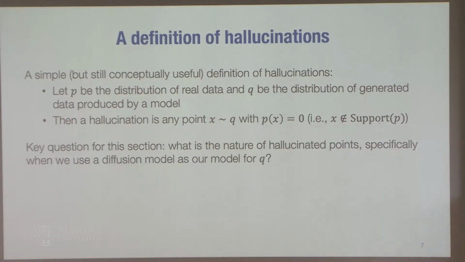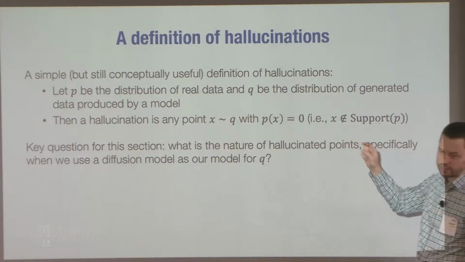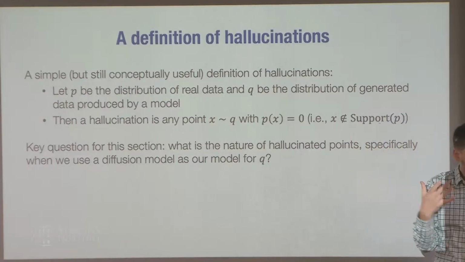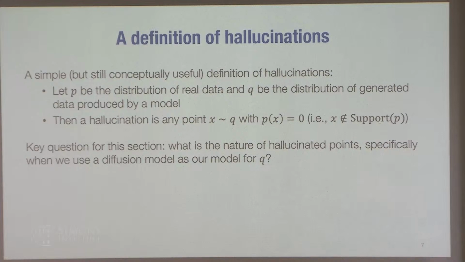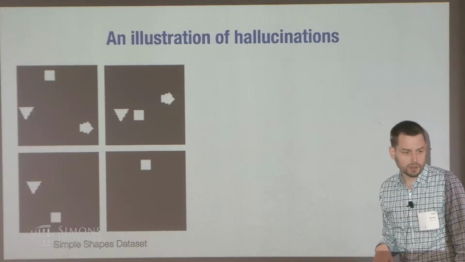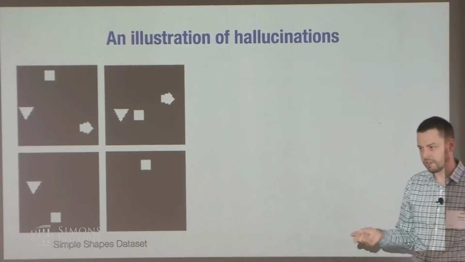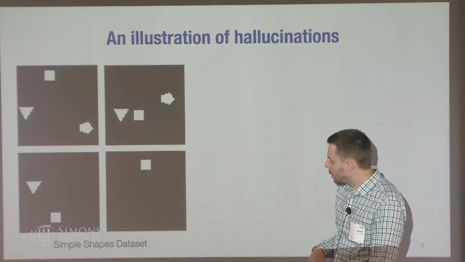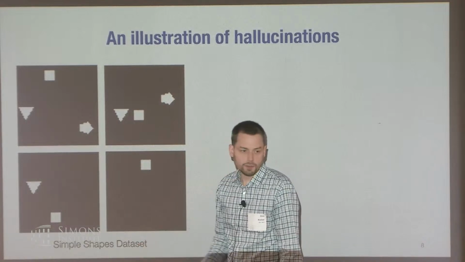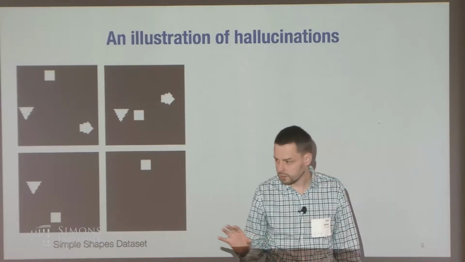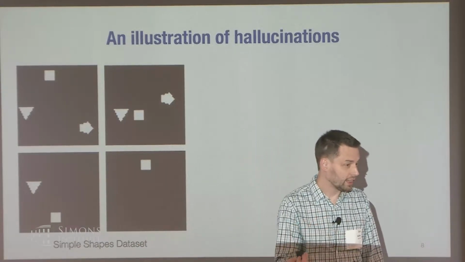I'm being very informal. And the key question I'm going to ask is, what is the nature of this set of points? What is the nature of points that, in this case, diffusion models typically hallucinate? And to motivate this, I'm going to use some simple examples that we constructed when we started investigating this phenomenon.